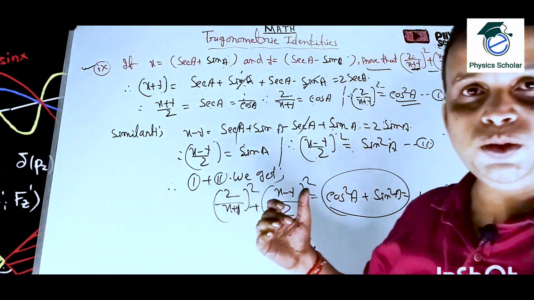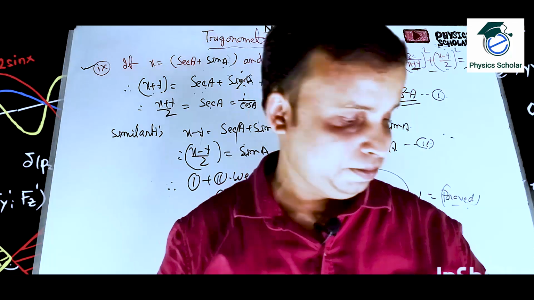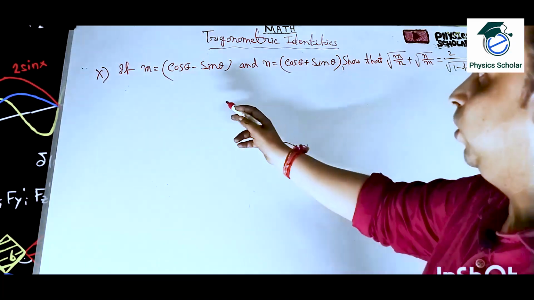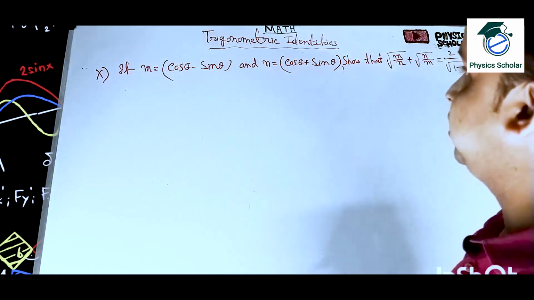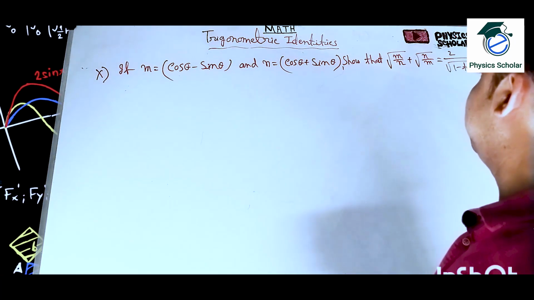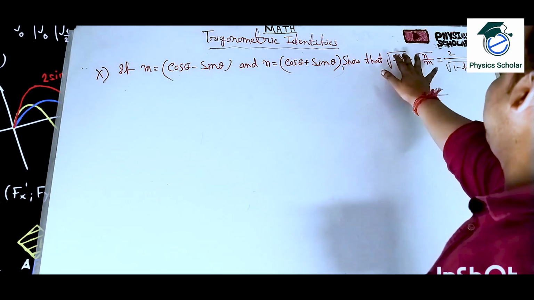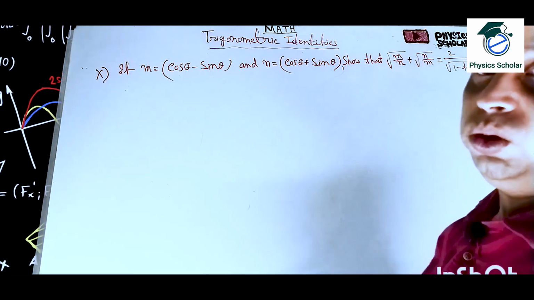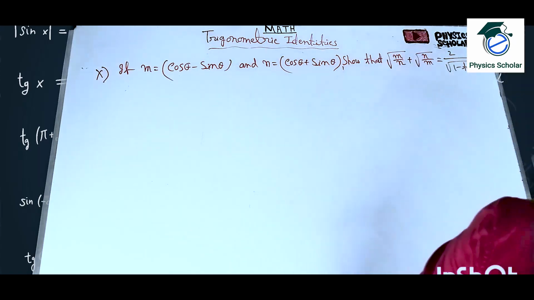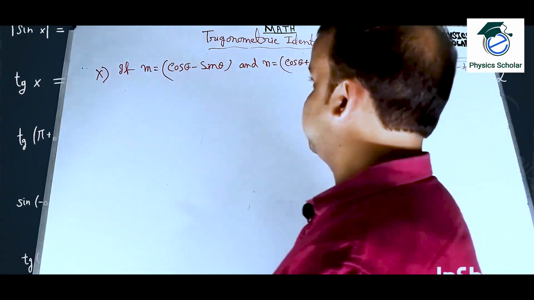Now let us move to the next sum, sum number 10. So students, here it is another very important sum for the board exams. Clear? So m is equal to cos theta minus sin theta is given. Clear? And n is equal to cos theta plus sin theta is given. Okay. We have to show root over m by n plus root over n by m is equal to 2 divided by root over 1 minus tan square theta. Clear?